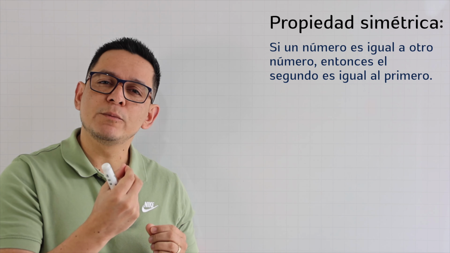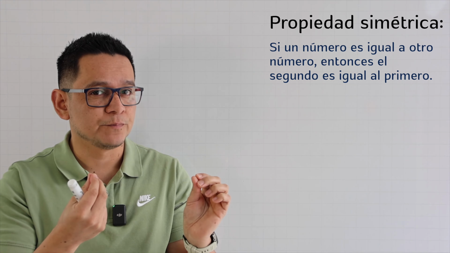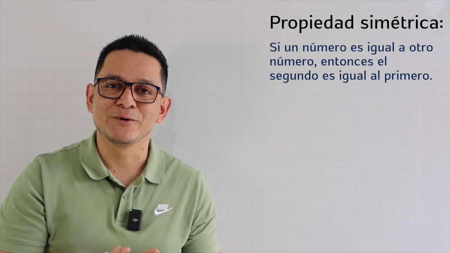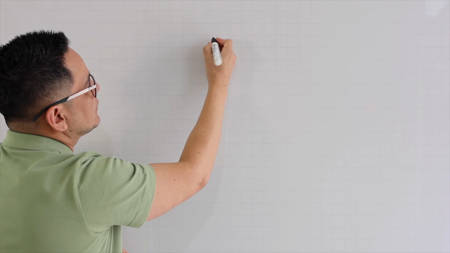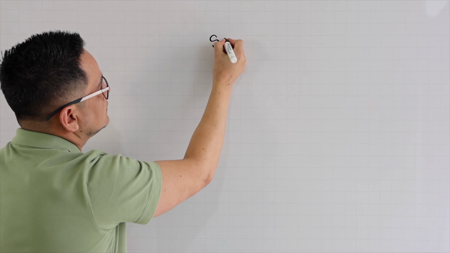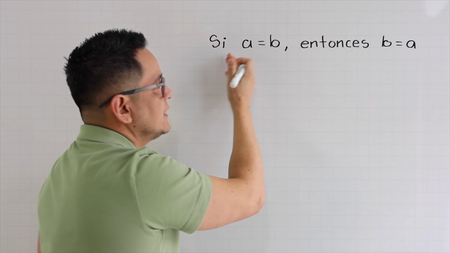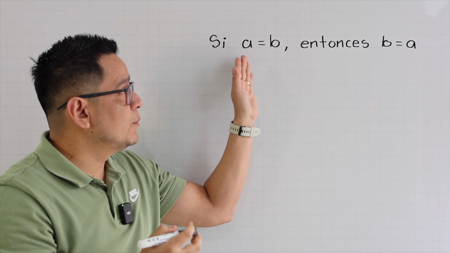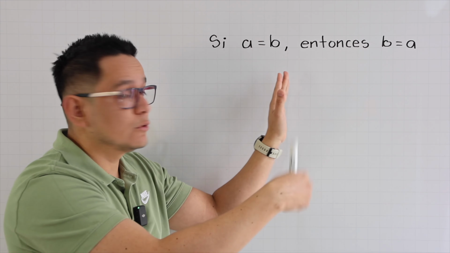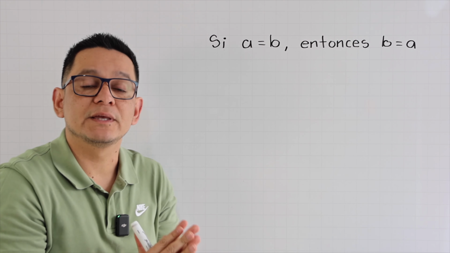Easy, right? Symmetric property. If one number is equal to another number, then the second is equal to the first. This may also seem very logical, but it will really be useful for us. We can represent it in the following way. Let's say that if A is equal to B, then B is equal to A. So, if one number is equal to another number, then the second number is equal to the first number. This is what the symmetric property tells us.